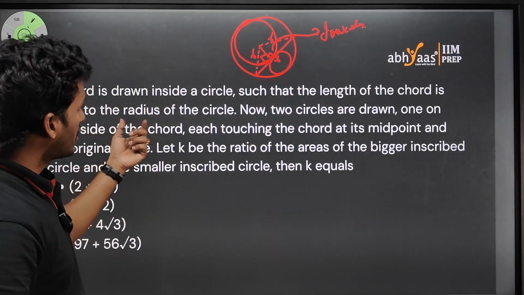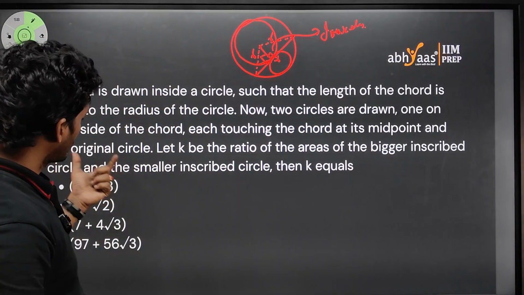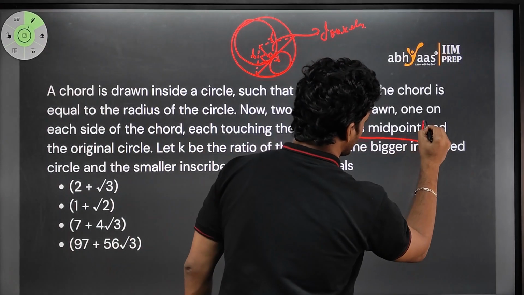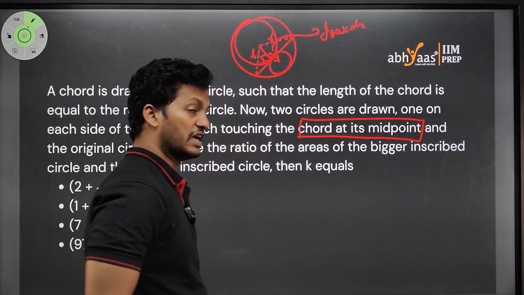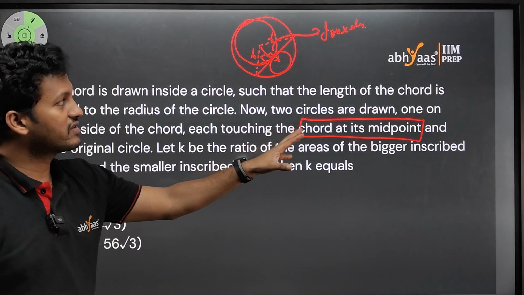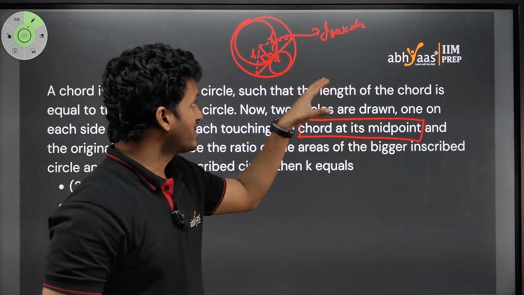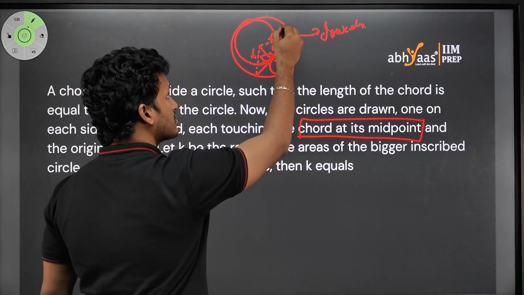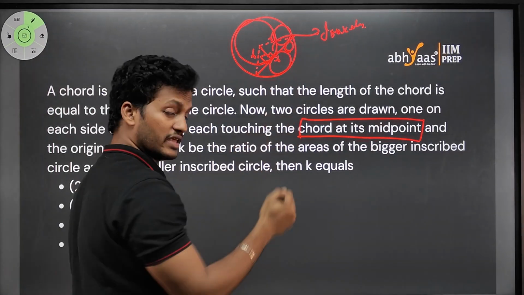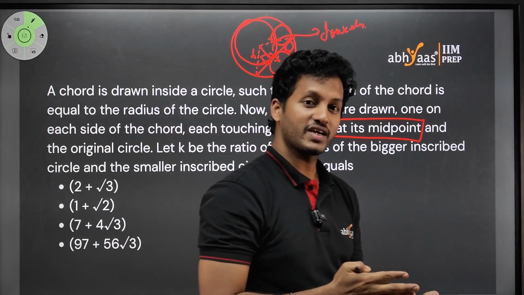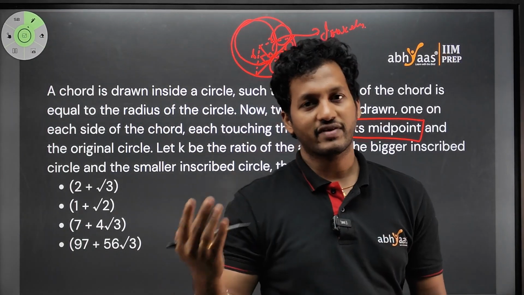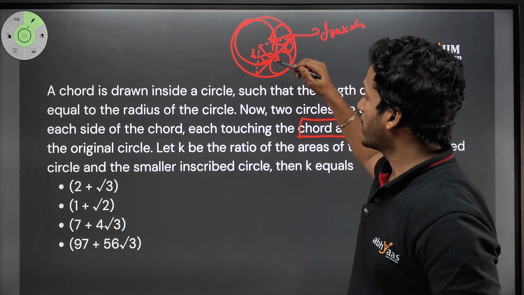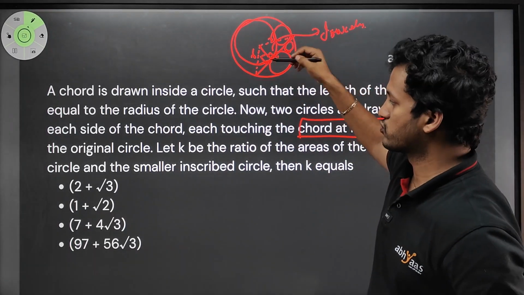Okay. Now two circles are drawn, one on each side of the chord, each touching the chord at its midpoint. This is the critical thing. If they don't give that, we cannot assume whether the inside circles can be like this or like this. They can be very small because both are touching the chord and even the circle also, but they are touching the midpoint. The midpoint touching circles would be only this one.